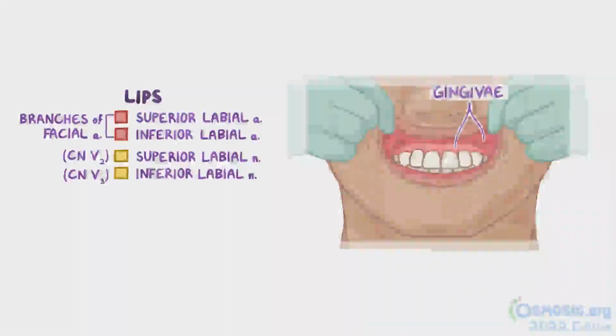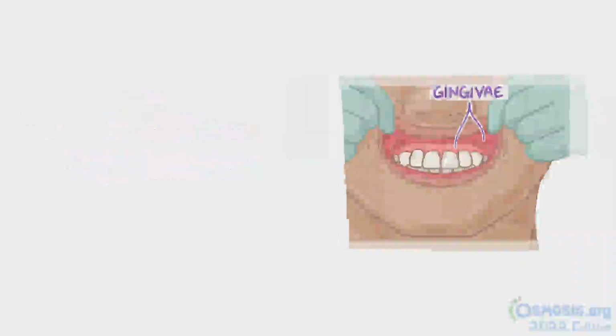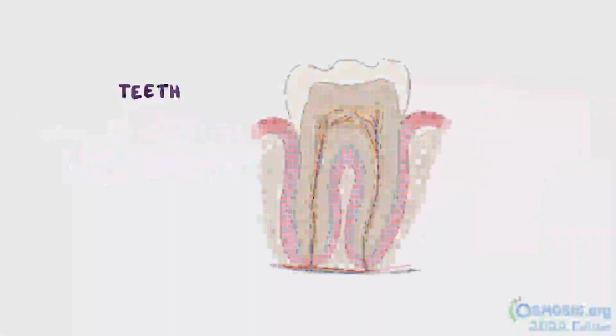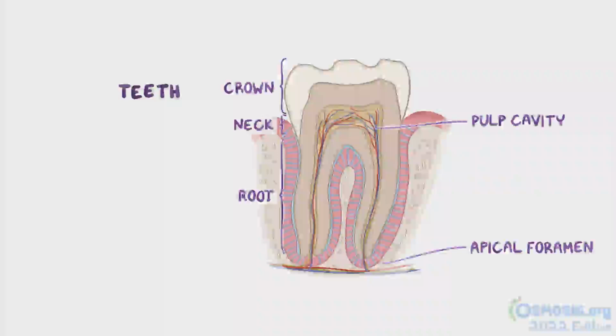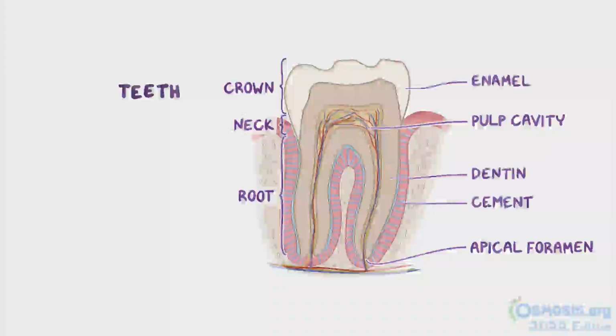The gingivae cover part of the teeth and the alveolar processes. The teeth help cut and chew food and are made up of three parts: the crown, the root, and the neck. Inside, there's the pulp cavity, which houses the blood vessels and nerves that enter through the apical foramen to supply the tooth. The dentin forms the skeleton of the tooth and is coated with enamel in the crown and cementum in the root.